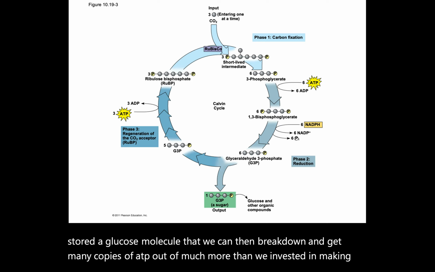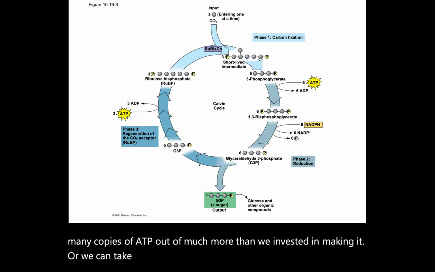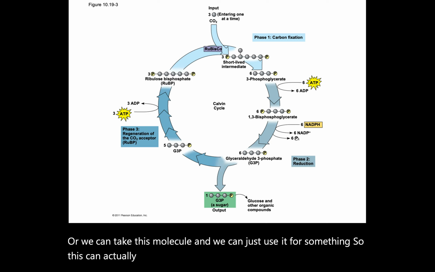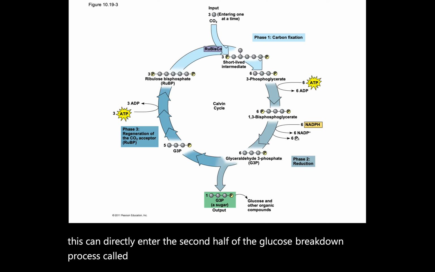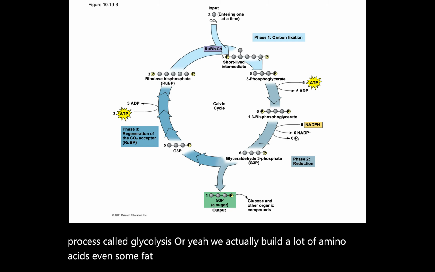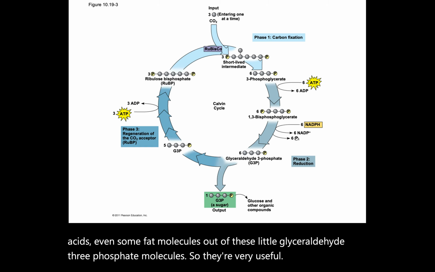Or we can take this molecule and just use it for something. So this can actually directly enter the second half of the glucose breakdown process called glycolysis. Or, yeah, we actually build a lot of amino acids, even some fat molecules, out of these little glyceraldehyde 3-phosphate molecules. So they're very useful.